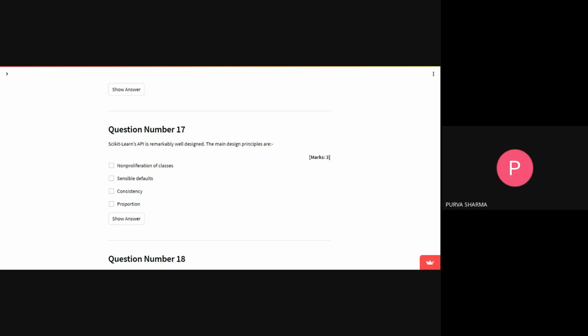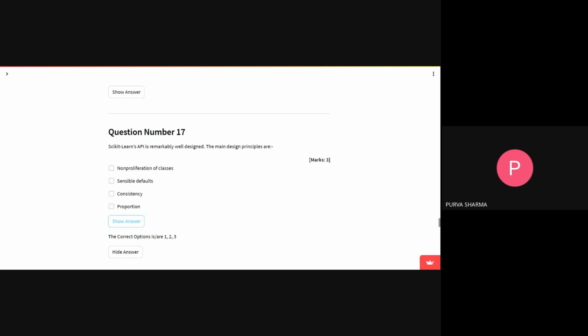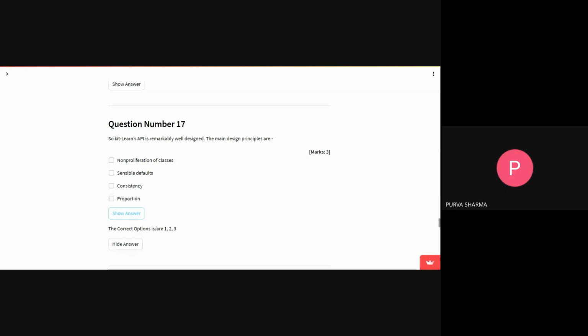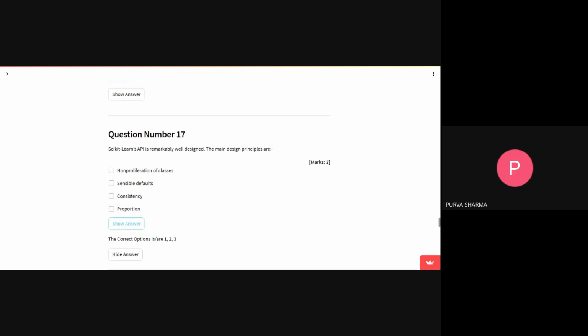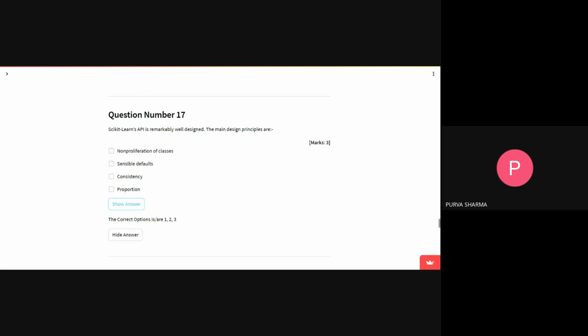Okay, so the first three options should be correct, right? I mean, second and third for sure. First one, not sure completely. Okay, so the first, second, and third options are correct. So why is the first one correct? It seems very subjective. Non-proliferation of classes is kind of subjective, very subjective in fact. Not everyone is on the same page with this question.